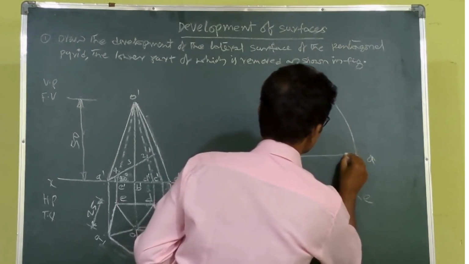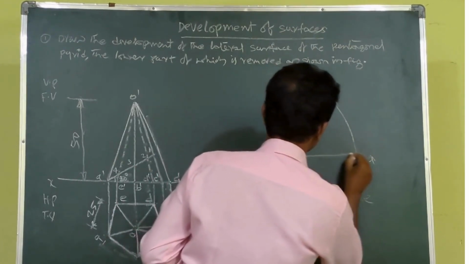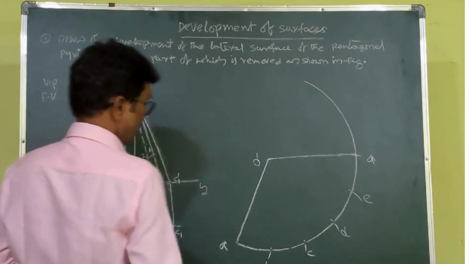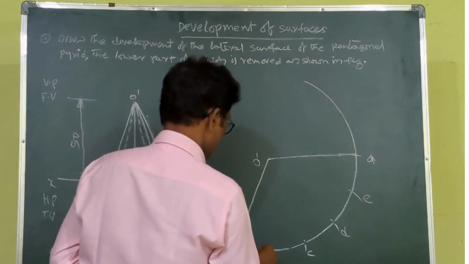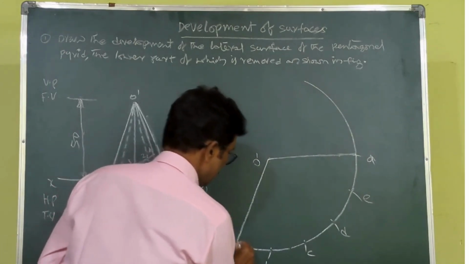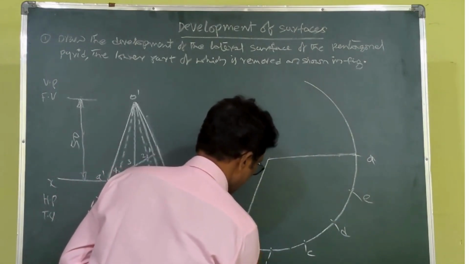This also you can join. This is also you can join. This is the true length of the edge. True length of the edge.